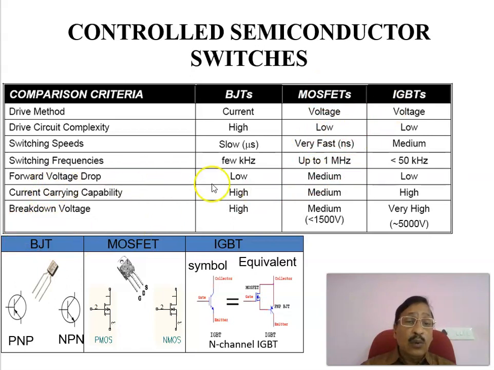Therefore, these are the forward voltage drops: low, medium, low. We are comparing the controlled switches like bipolar junction transistor, MOSFET, and IGBT. Anyway, we will be coming later to all these switches. And the pictorial representation is given. BJT is PNP and NPN, so there are two types of bipolar junction transistor. Similarly, for MOSFET, we have the N channel MOSFET and the P channel MOSFET, and for the IGBT symbol, mainly the N channel IGBT is shown.